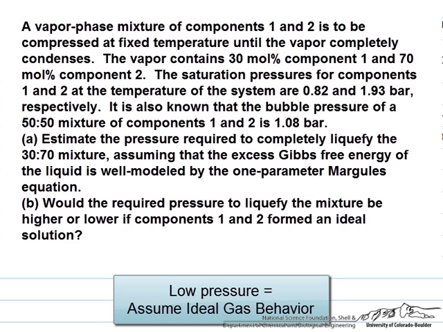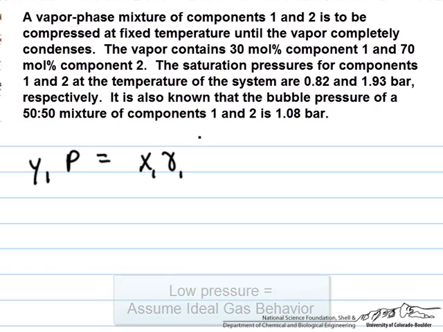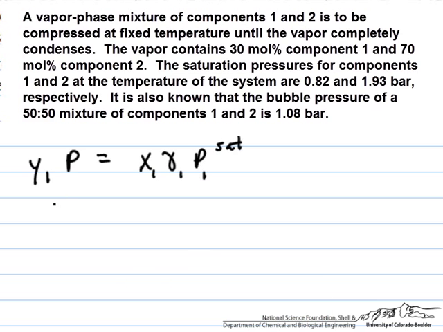And that means that we should be able to write expressions of the form y1 P is equal to x1 gamma 1 P1 sat. And another modified Raoult's law expression where we just change the subscripts to correspond to component 2. So what we're going to need in order to solve this problem ultimately are the activity coefficients.